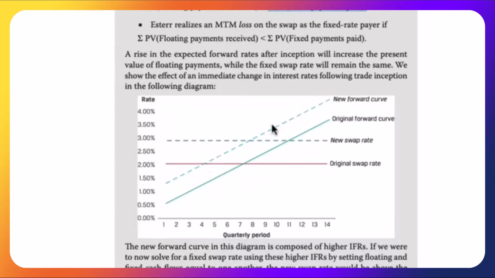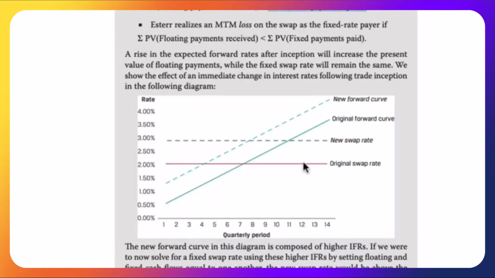Now, if we use this new forward curve to calculate a new swap rate, it would be way up here. So we have entered into a swap with this red line here. That is our original swap rate. The forward curve immediately shifted up, and another person came along and they now have to enter a swap at this higher rate. And they look at ours and they say, oh, you're lucky. You got this lower rate. And they got this higher rate.